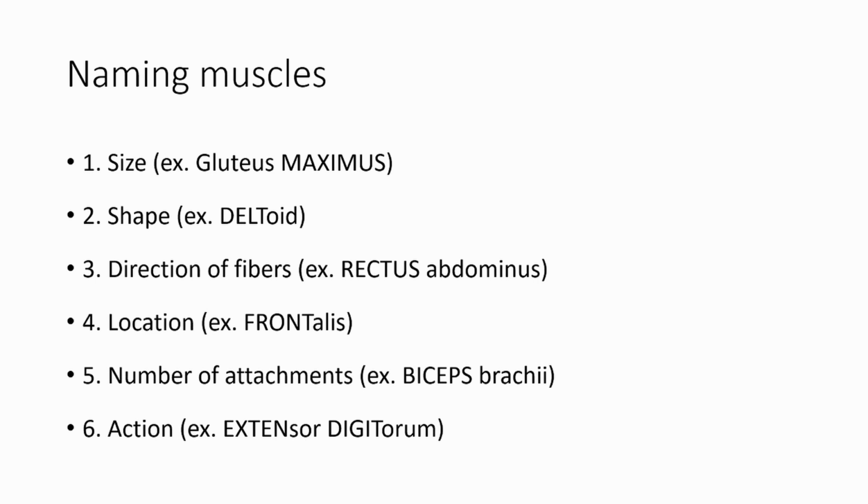Biceps brachii actually tells us a couple things. Biceps, think bicycle, tells us two. The number of attachments is 2. Brachii tells us the region, brachium. That's going to be your upper arm. Lastly, we can also determine the action that the muscle performs based on the name. For example, extensor digitorum. This muscle will extend the digits, things like your fingers.